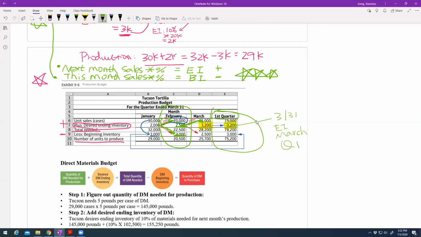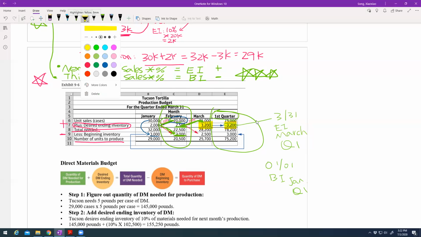That gives you the total you needed. But the beginning inventory on January 1st is the beginning inventory of January, and also the beginning inventory of your first quarter. So your beginning inventory of January is also the beginning inventory of your first quarter. Make sure you know those two parts.